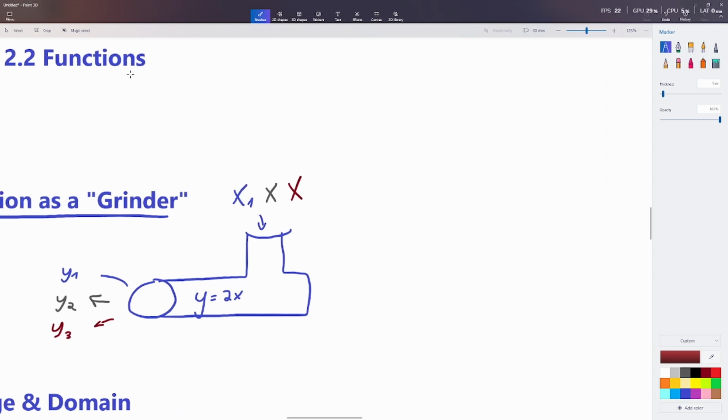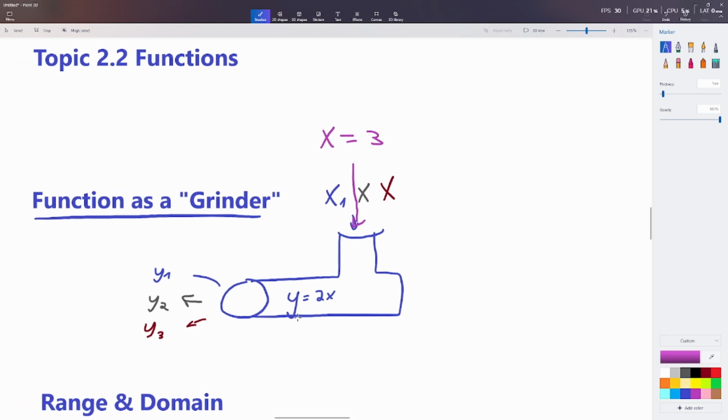So let's, for instance, say that we choose an x value to be 3, and it goes in the function grinder, as we can say, and we can see that y is equal to 2x. Then y is 2 times 3 and y is 6. This actually makes very much sense, and I hope this is a great way to understand how functions work.